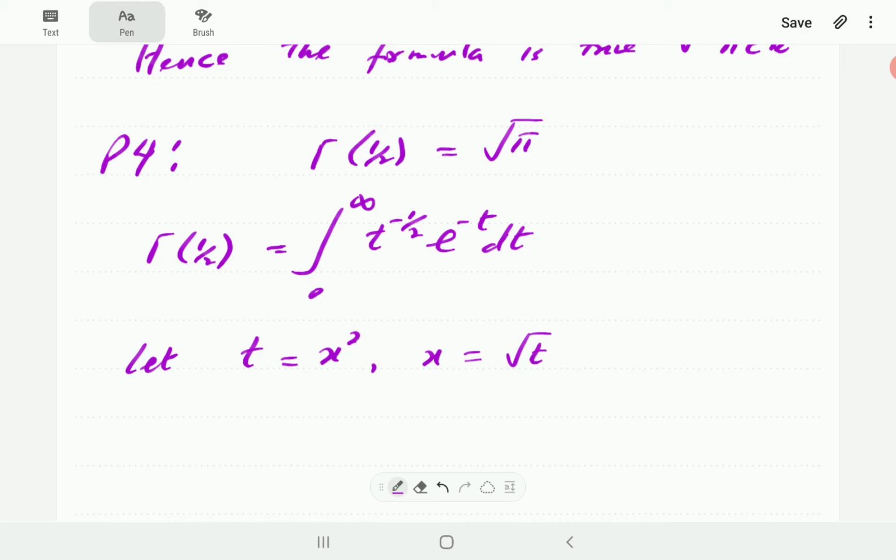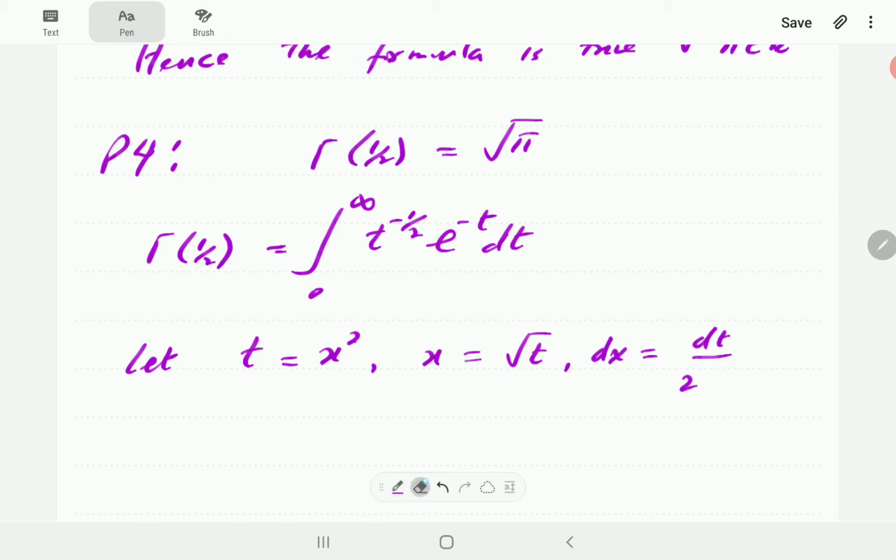It's just the positive value of square root t, not plus or minus, because t is always a positive number from the limits here. Then from here, dx is going to be dt over 2 times.